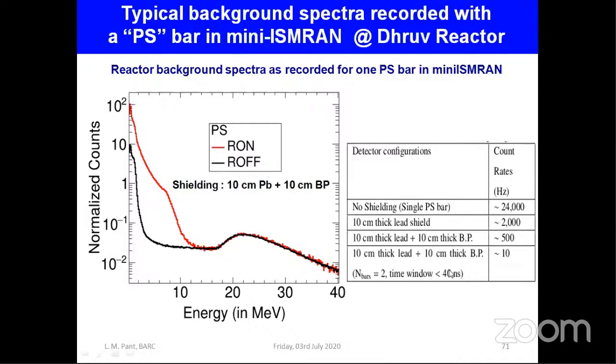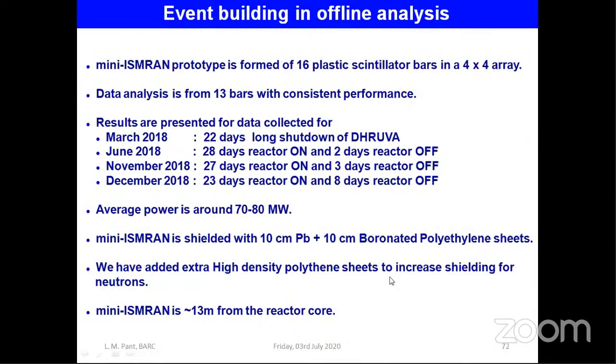There was a data campaign of 3 or 4 months: March 2018, June, November, and December 2018. In March, the reactor was shut down for almost 22 days, whereas in the other three, in June, November, and December, it was operating for 27 to 28 days on an average power of 70 to 80 megawatts. So mini Smaran is shielded, as you know, with 10 centimeters of lead and 10 centimeters of borated polythene sheets. So all these things were done, and then the data was analyzed.